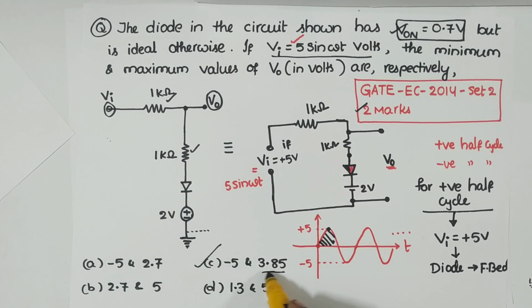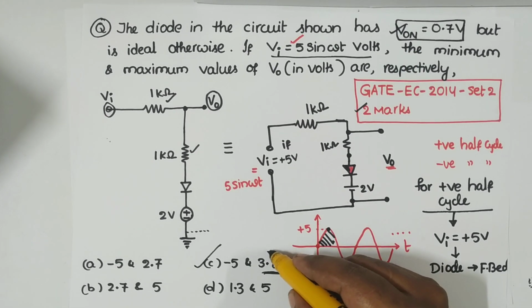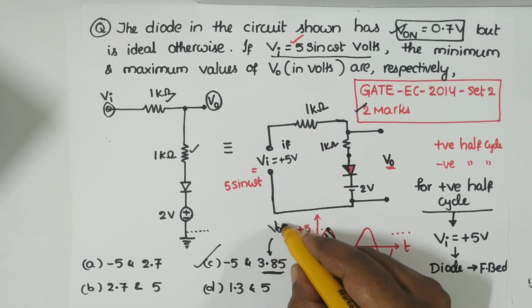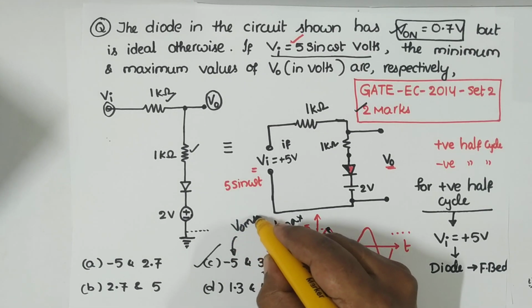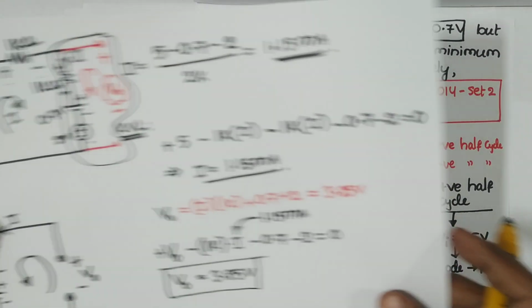So you have 3.85 volt here. Luckily you have it like this. So now definitely option C must be correct. So this is the maximum voltage, V naught max, and that means this must be V naught min. See, it is very simple to find the minimum output voltage.